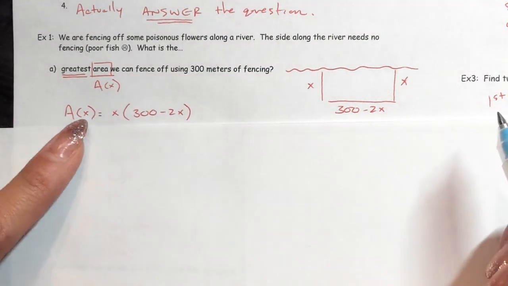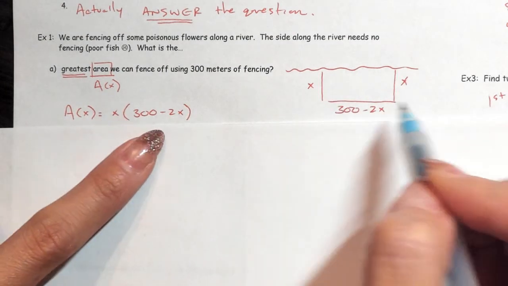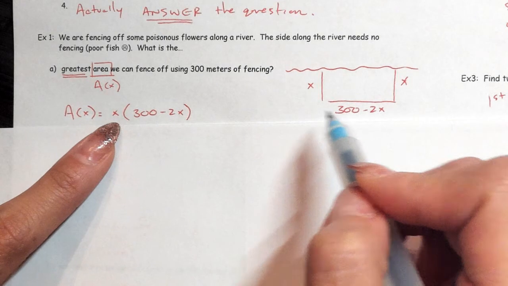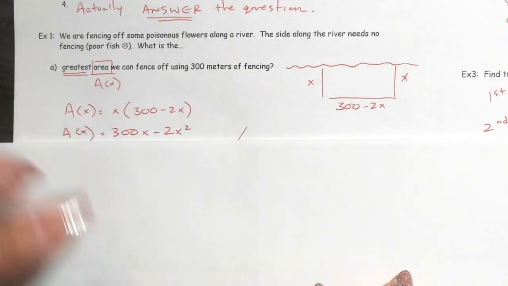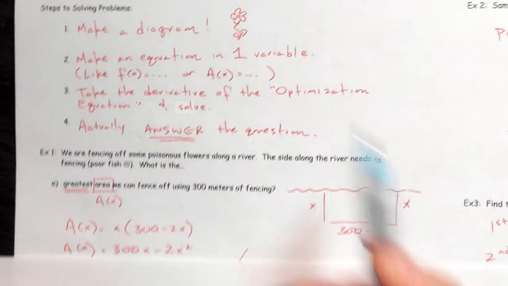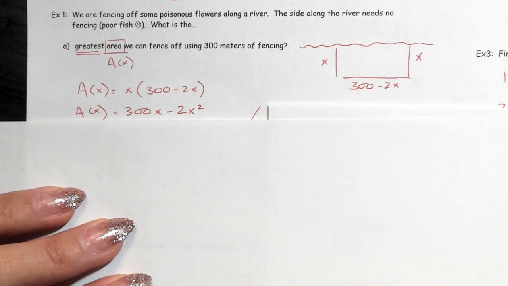Okay, how do you find an area? Well, area is when you multiply the length times the width. So my area is x times this. All right, I'm going to multiply it out. Why would I multiply it out? Because later I have to take the derivative. So I'm going to multiply it out so I can very easily take the derivative.